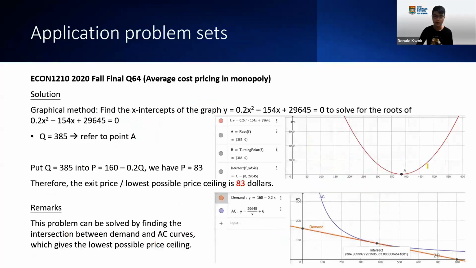This time, we have an equal root at q equals 385. So this will be the corresponding quantity due to the optimal price ceiling. Plug this quantity back into the demand curve, then we'll have the corresponding price, or the required price ceiling, $83.